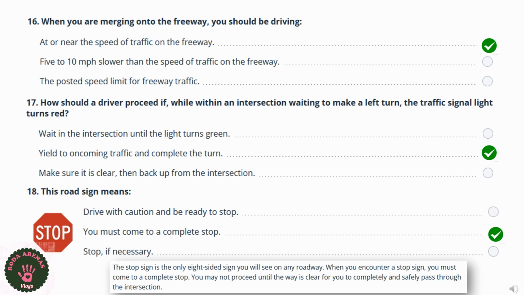Note, the stop sign is the only eight-sided sign you will see on any roadway. When you encounter a stop sign, you must come to a complete stop. You may not proceed until the way is clear for you to completely and safely pass through the intersection.